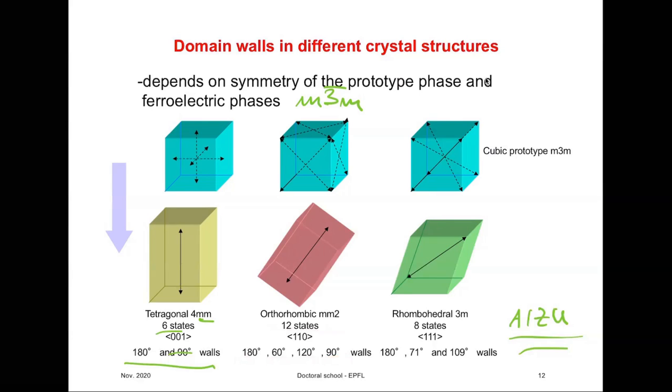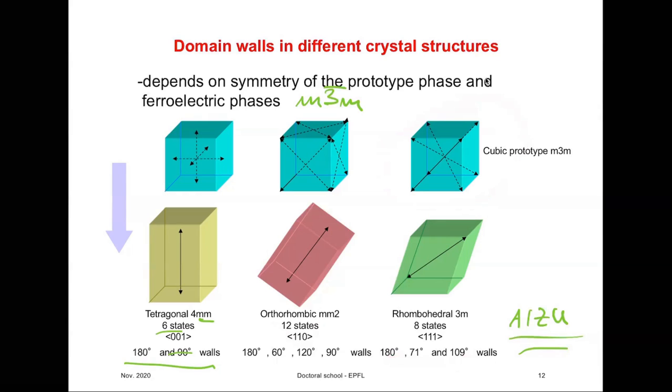And then you can look at symmetry with respect to the diagonal of the cube. That can give you rhombohedral 3m phase with 8 possible domain states. So here we have 12: 6 along the sides, and plus and minus because of 180 degrees, that gives you a total of 12. And here we have 4 body diagonals, and then plus and minus 180. You can get 71, 109, and 180 domain walls.